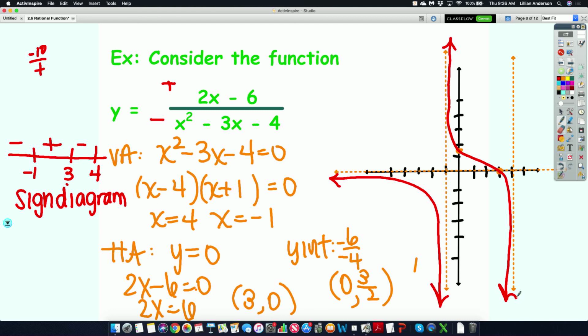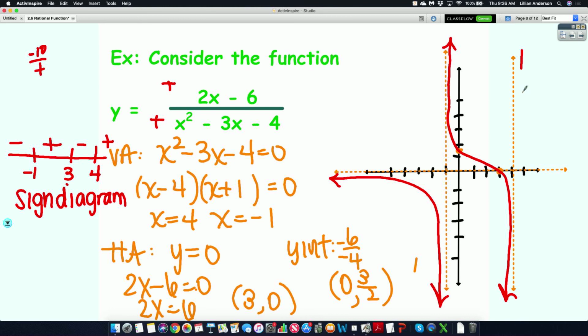And then the last one would be, what's on the other side of 4? Give me a number on the other side of 4. If I plug in 5, 5 times 2 is 10 minus 6, that's going to be positive. If I plug in 5 here, a positive divided by positive is positive, so that means that this part of the graph is going to be above. And that is your graph of 2x minus 6 over x squared minus 3x squared, using no technology, of course. So this will be on a non-calculator question.